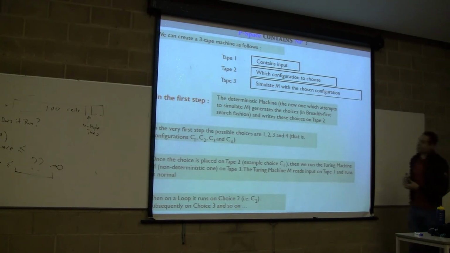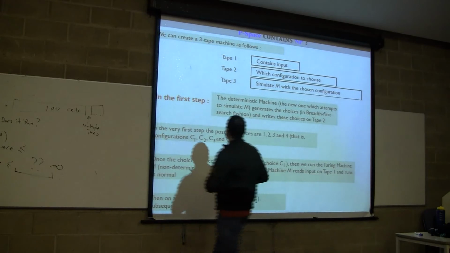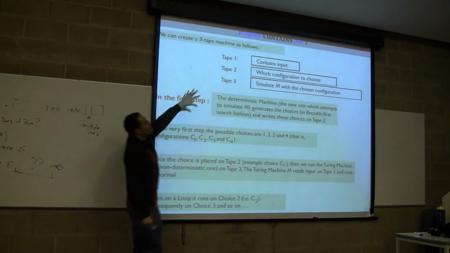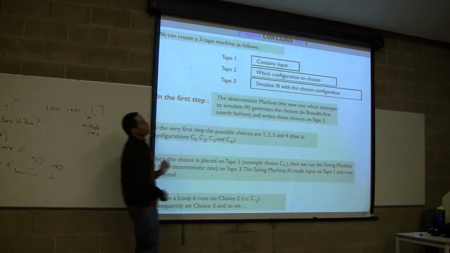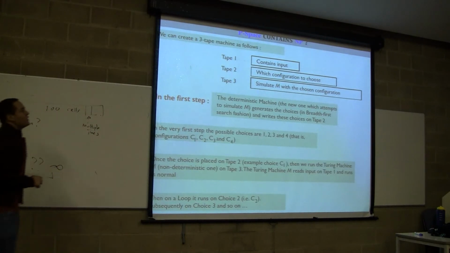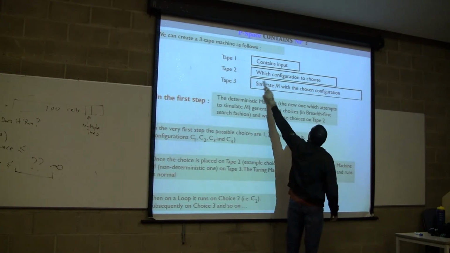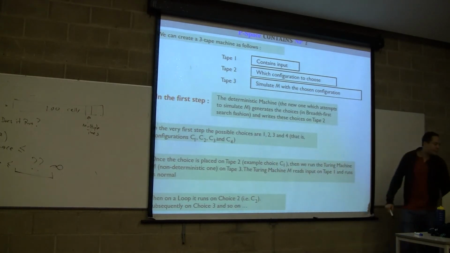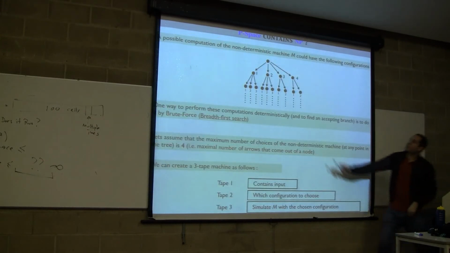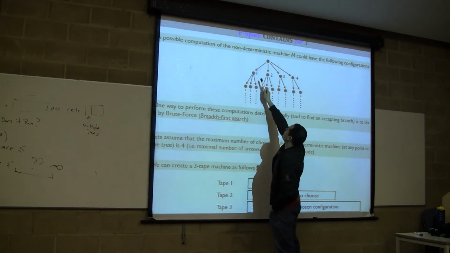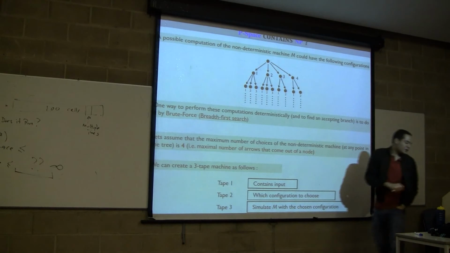So in the first step, this deterministic machine that is now taking over generates the first level of the tree. It puts the levels of the tree here. In this particular example, it is C1, C2, up until C4. These are the possible configurations of the non-deterministic machine. So it knows how to generate that. It generates them and places them in tape 2.